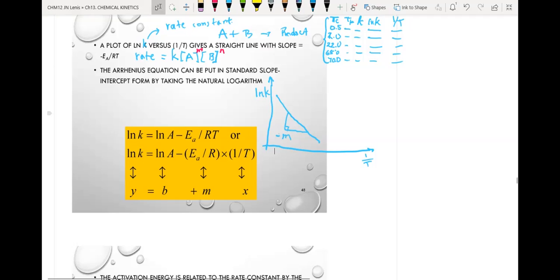From here, and if we use the straight line equation, y equals mx plus b, you will notice that y is natural log of K equals, this is y equals m, which is negative, and that happens to be activation energy over R, the universal gas constant written in joules per Kelvin mole, times X, which is 1 over absolute temperature, plus B.